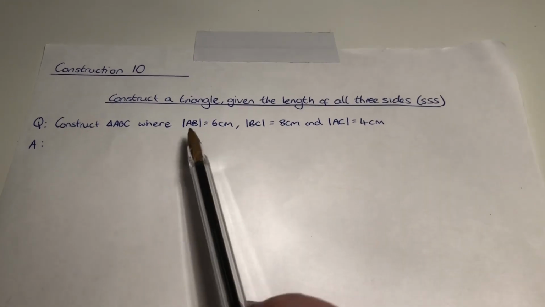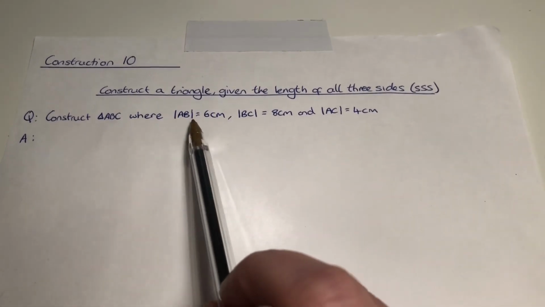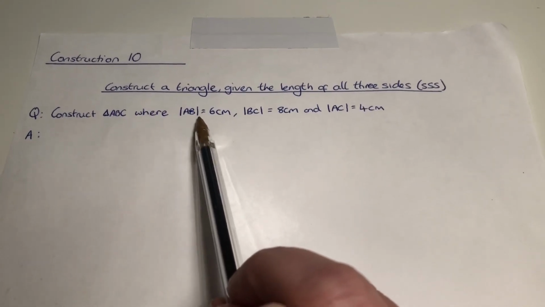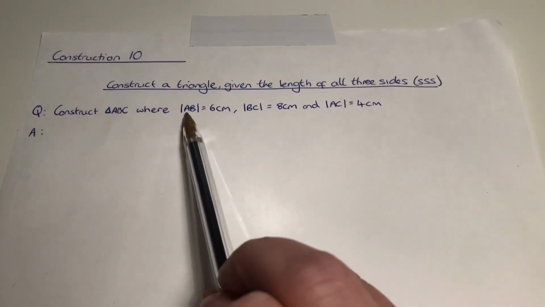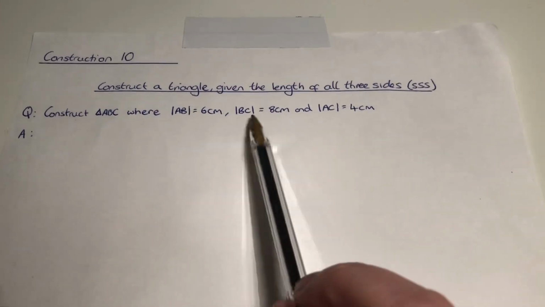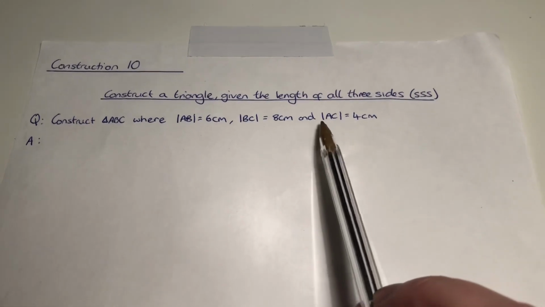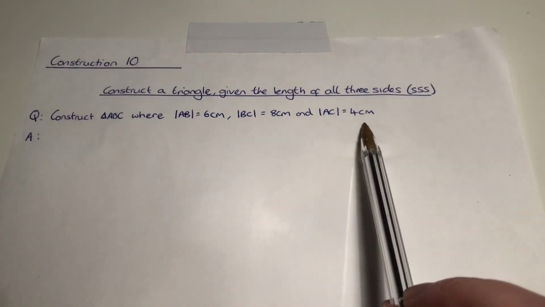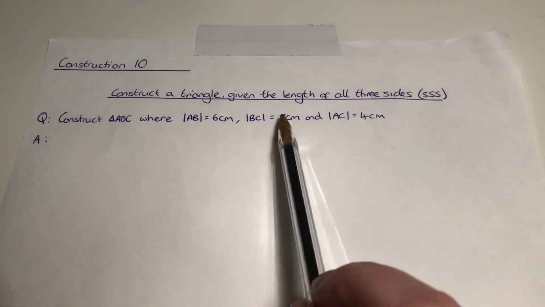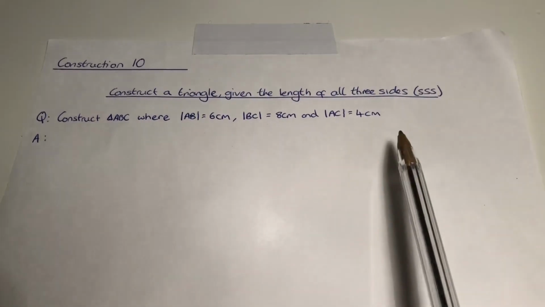And we are told the measurements of each of the three sides using the notation which means the measure of, or the distance between A and B. So that's one side of the triangle is 6 centimetres, between B and C is 8 centimetres, and between A and C is 4 centimetres. So there we have the three side measurements. So side, side, side, SSS.